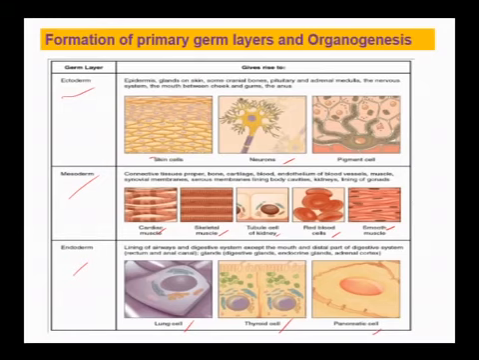So each and every germ layer is responsible: there are 3 germ layers, ectoderm, endoderm, and the middle one called mesoderm. They give rise to specific organs and organ systems of the embryo. The process of formation of organs is known as organogenesis. How do we define it? The process of formation of organs from these primary germ layers is called organogenesis. You know that major organs are formed by 3 months of pregnancy.